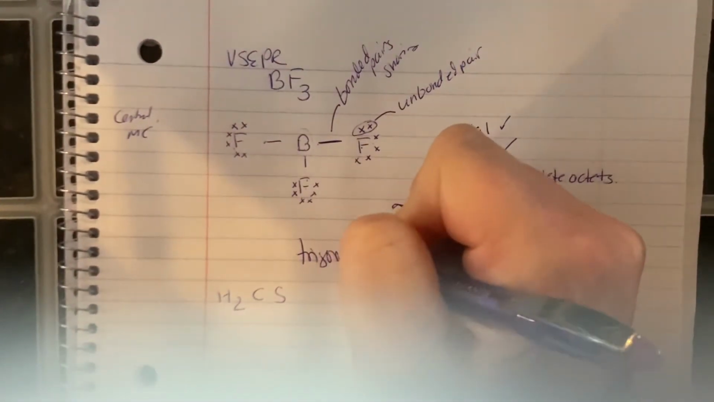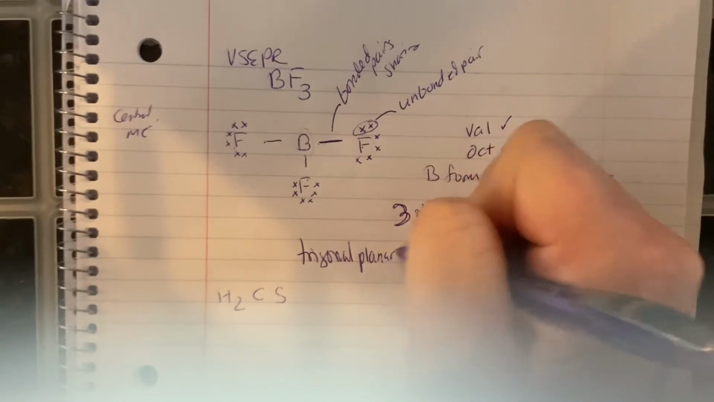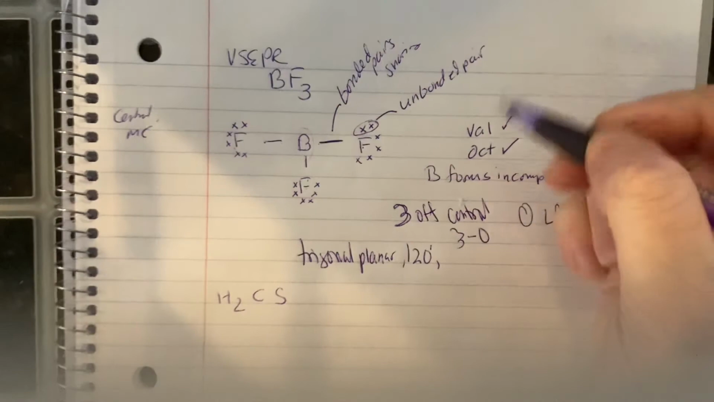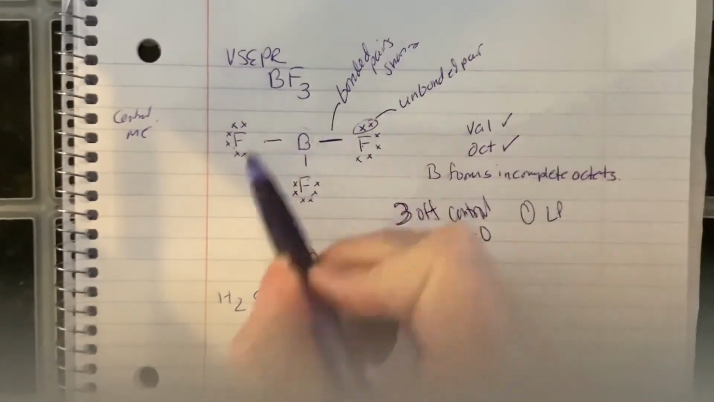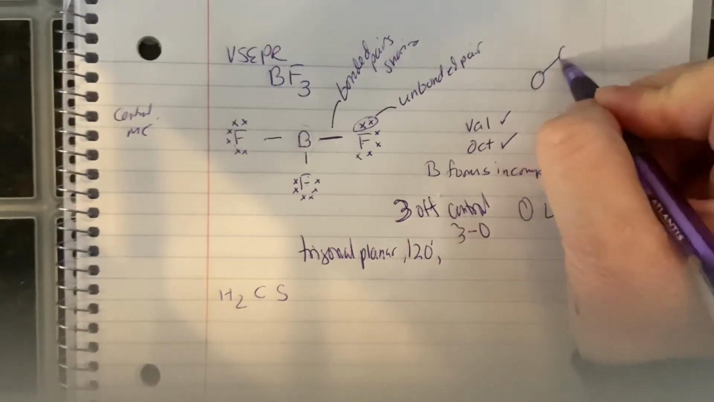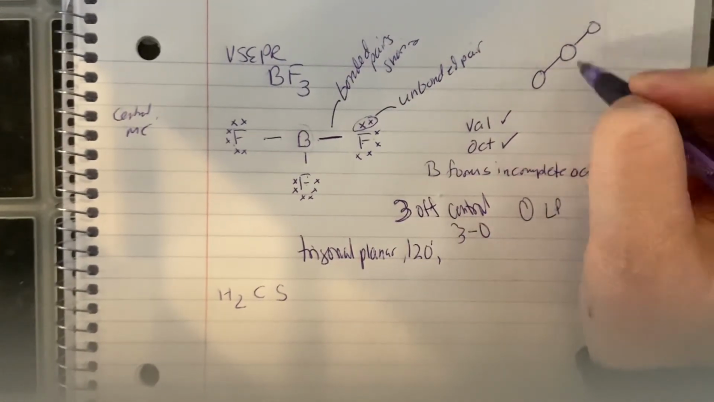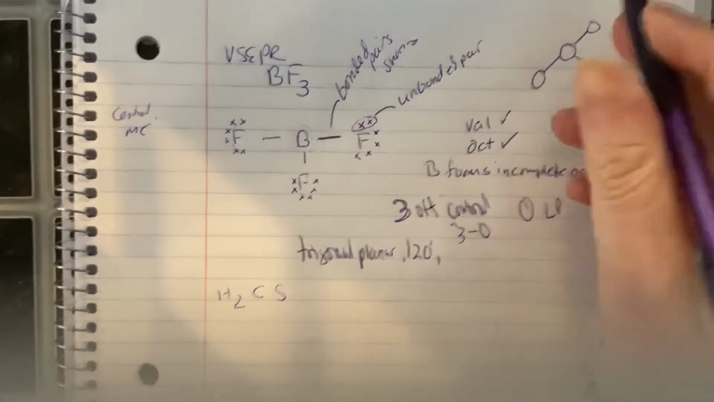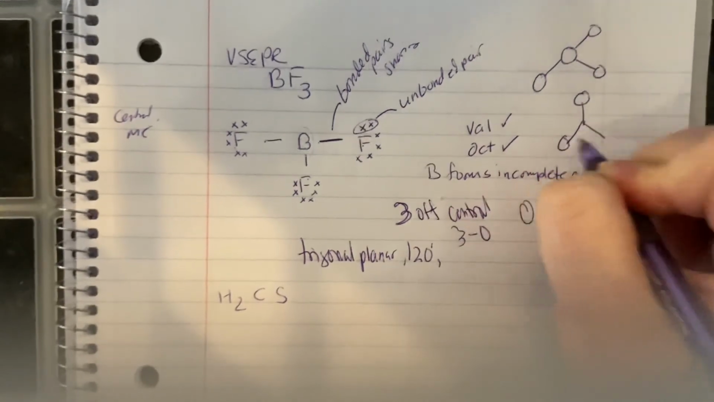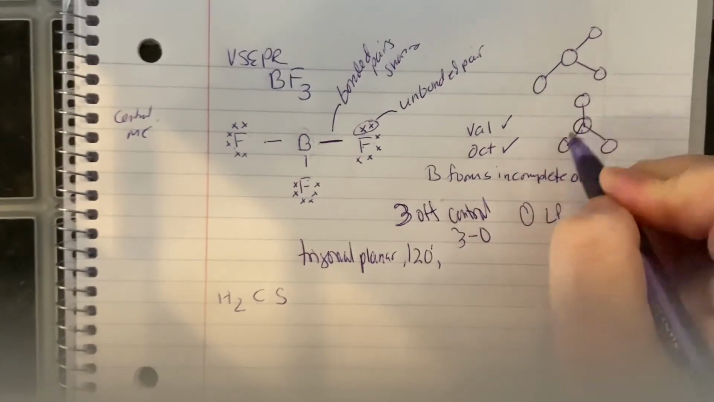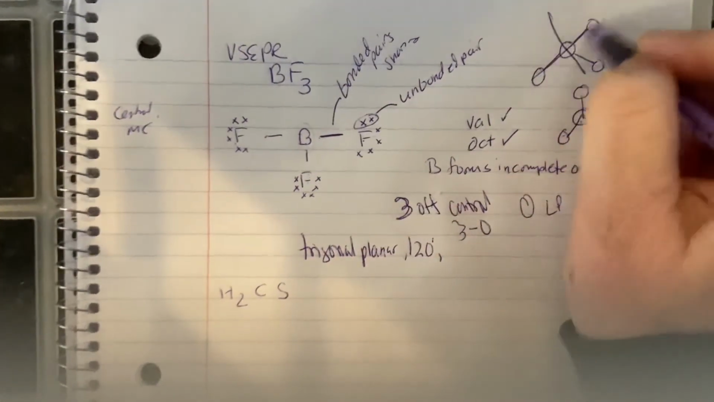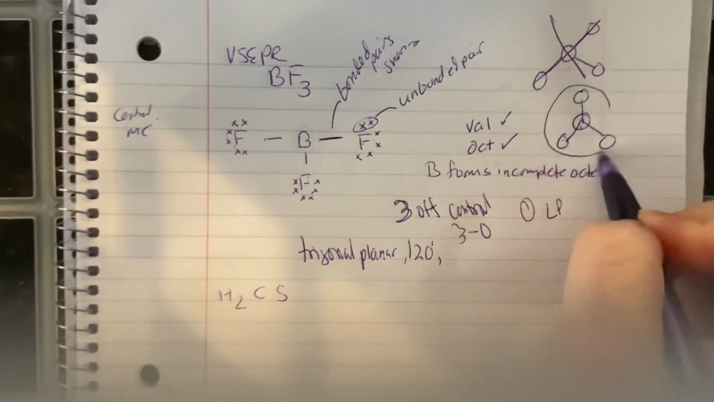Trigonal planar, 120 degrees. And then in terms of symmetry, right now he doesn't look symmetric, but if you saw what he looked like in the drawing, let me see if I can, there we go, that's better. I have boron in the center and the other 3 around. So even though the Lewis structure looks like this, that's not what it's going to be in real life. In real life, it's going to look like this.